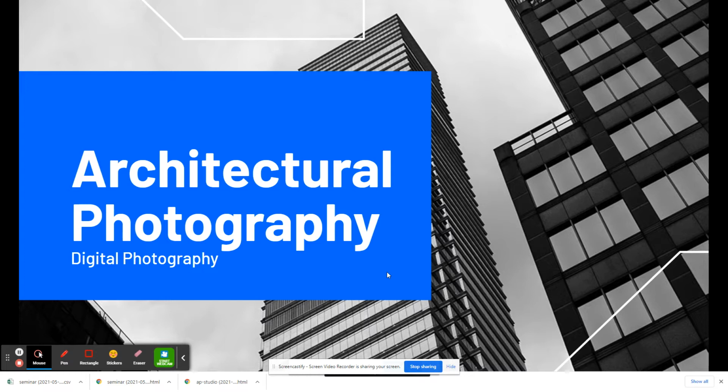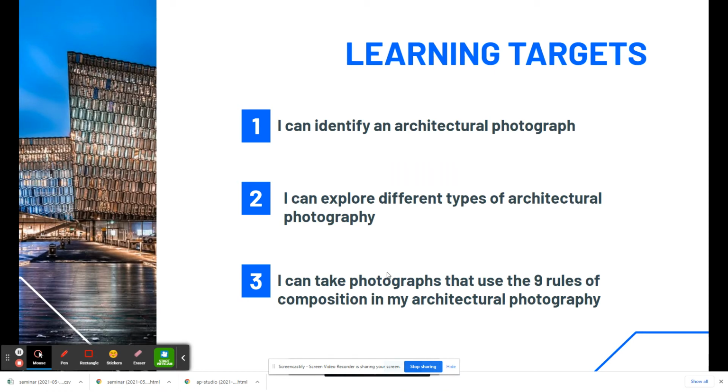This week, our focus is architectural photography. So your learning targets are, can you identify architectural photography? Can you explore different types of architectural photography? And can you use the 9 rules of composition, those ones we just reviewed for the do now, in your actual photographs that you're taking of your buildings?